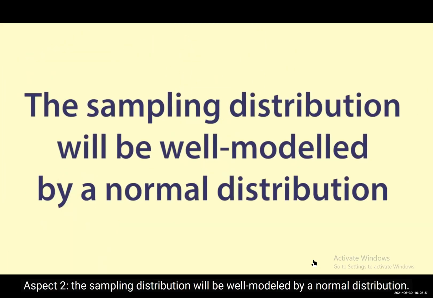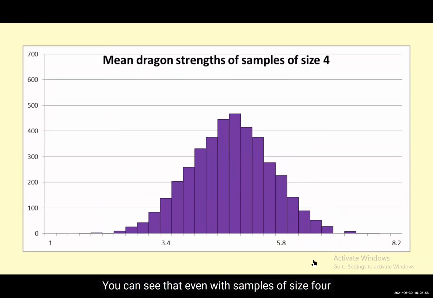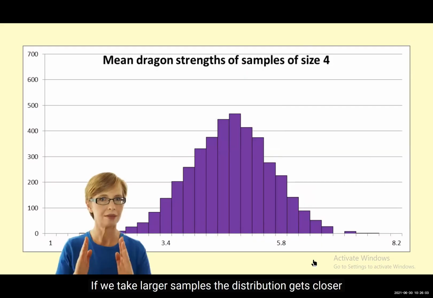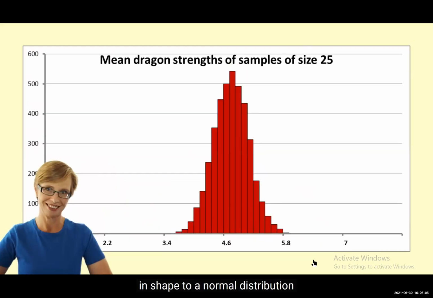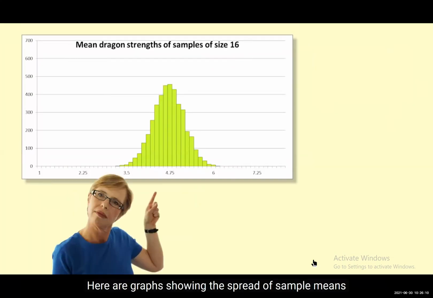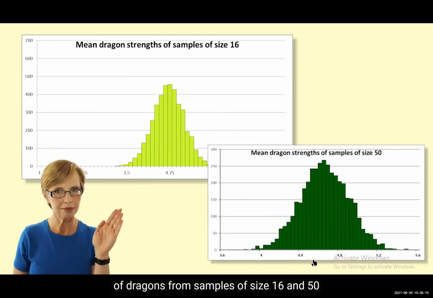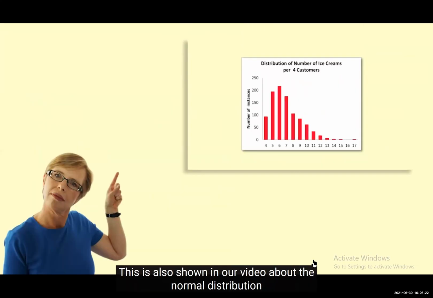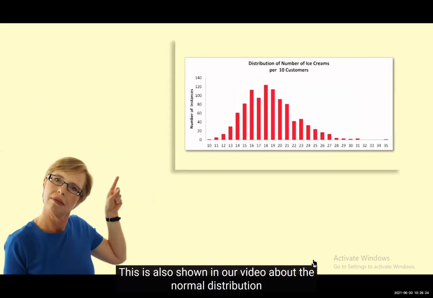Aspect 2. The sampling distribution will be well modelled by a normal distribution. You can see that even with samples of size 4, the distribution resembles a normal distribution with a bell shape. If we take larger samples, the distribution gets closer in shape to a normal distribution. Here are graphs showing the spread of sample means of dragons from samples of size 16 and 50. You can see that the shape is getting more like the normal distribution. This is also shown in our video about the normal distribution.